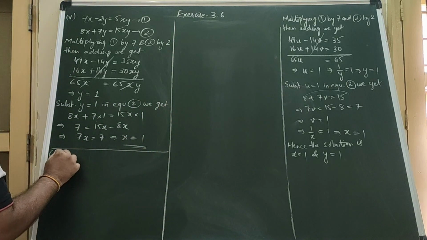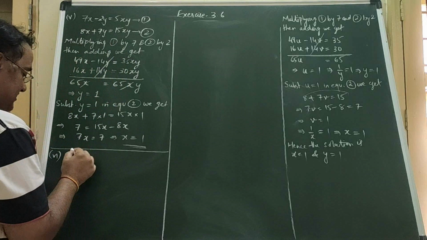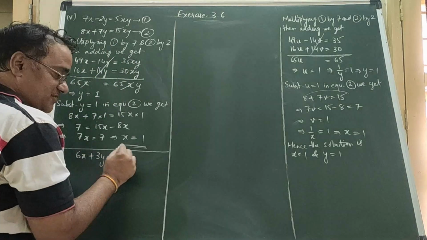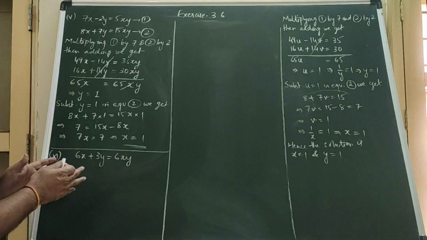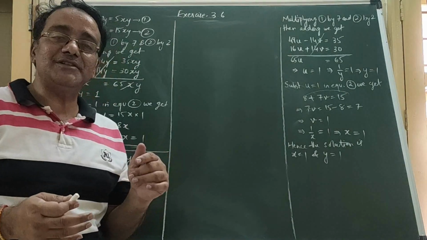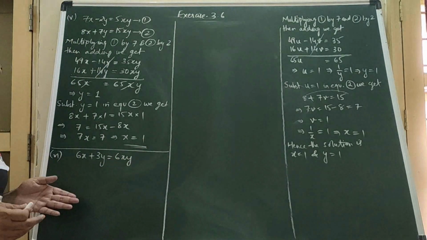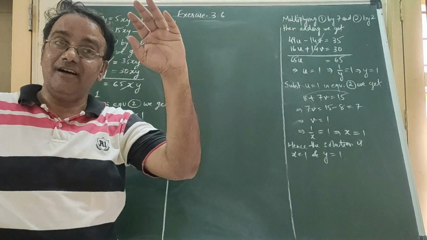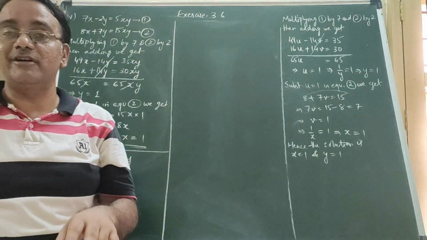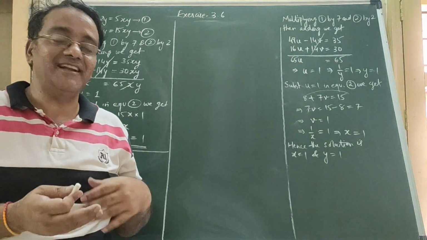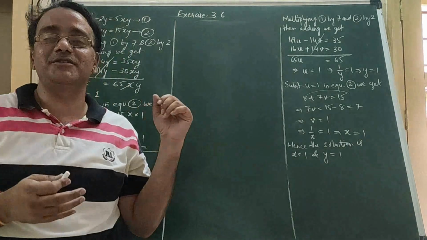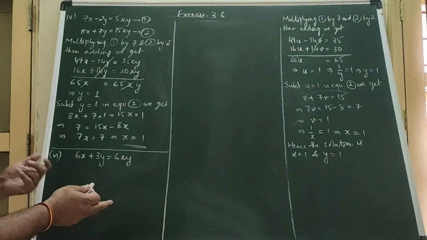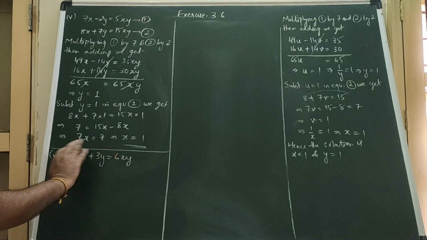Okay, sixth bit. 6x plus 3y is equals to 6xy. Now see, this question also you can do directly, or you can use this method also, right? लेकिन मैं पहले भी बता चुका हूँ, I have already told you that in the question it is written that we have to reduce the equation to a pair of linear equation. So foundation है, तो हम लोग को क्या करना पड़ेगा, divide both sides by xy.